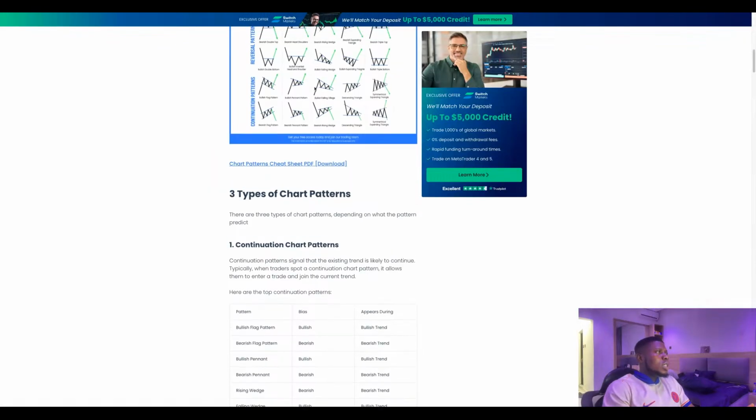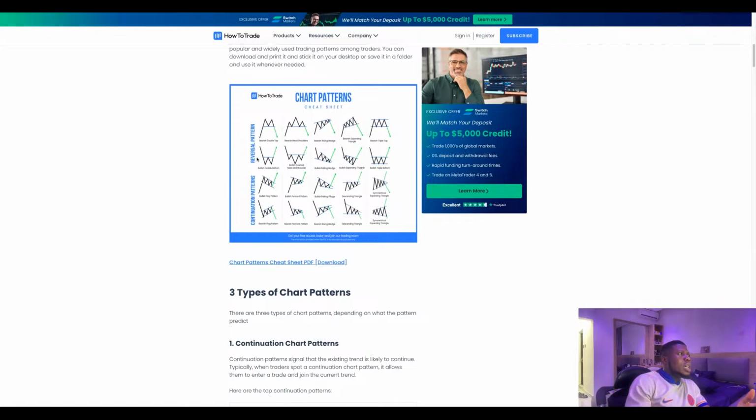Okay, so these are your chart patterns. When you look, there are reversal patterns and there are continuation patterns. Once a continuation pattern is forming, it means that the trend is continuous. And once a reversal pattern is forming, it means that the trend is about to change. So you need to learn the one that is continuous, and you need to learn the one that is a reversal pattern.